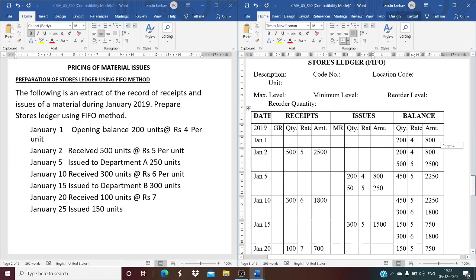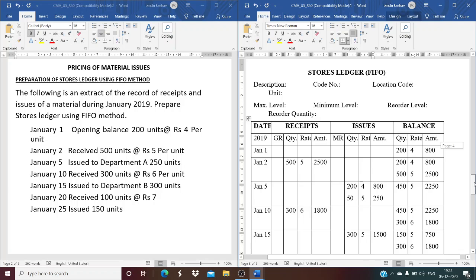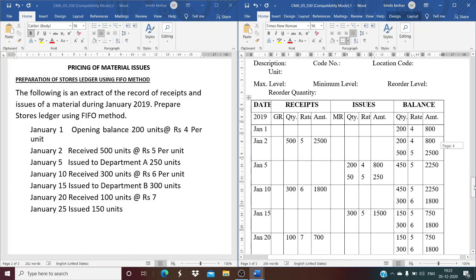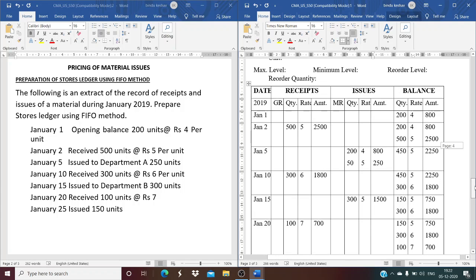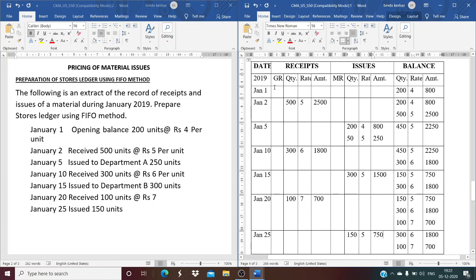Now we can see the stores ledger under the FIFO method. So we have different columns here: date, receipts, issues and balance. In receipts we have goods received note number, quantity, rate, amount, and in the issue column we have material requisition number or the store's requisition number, quantity, rate and amount, and balance, quantity, rate and amount.